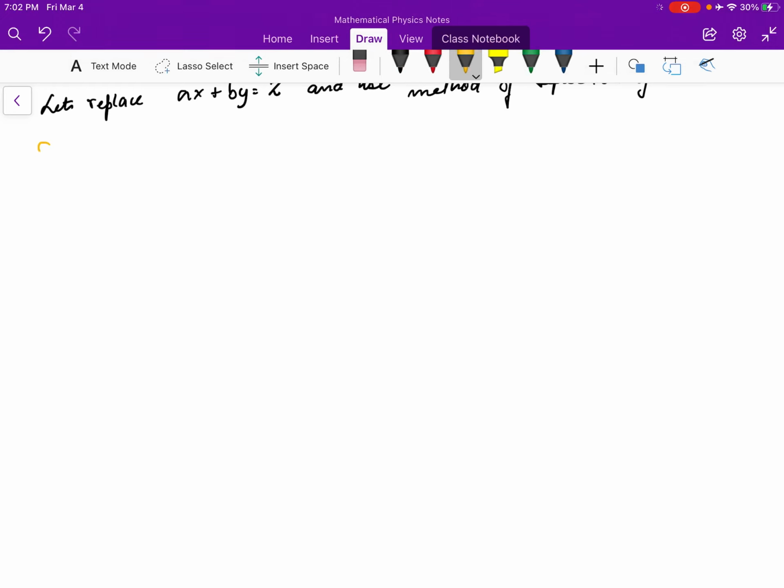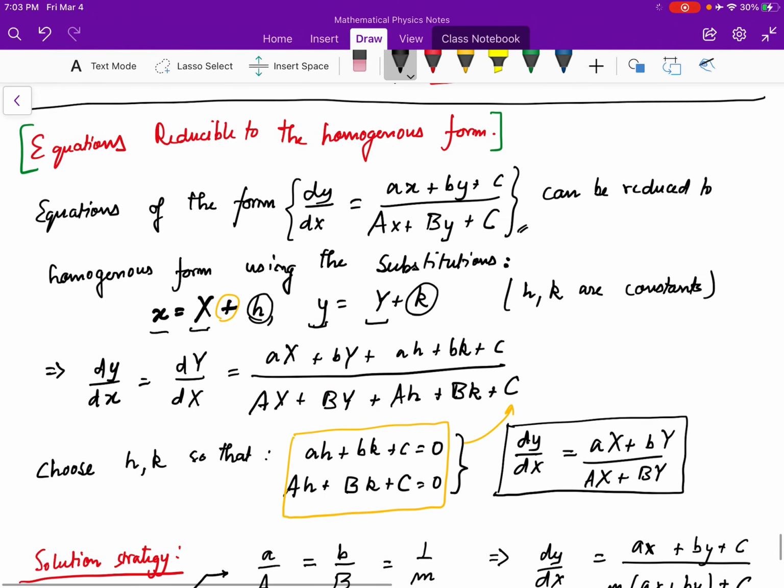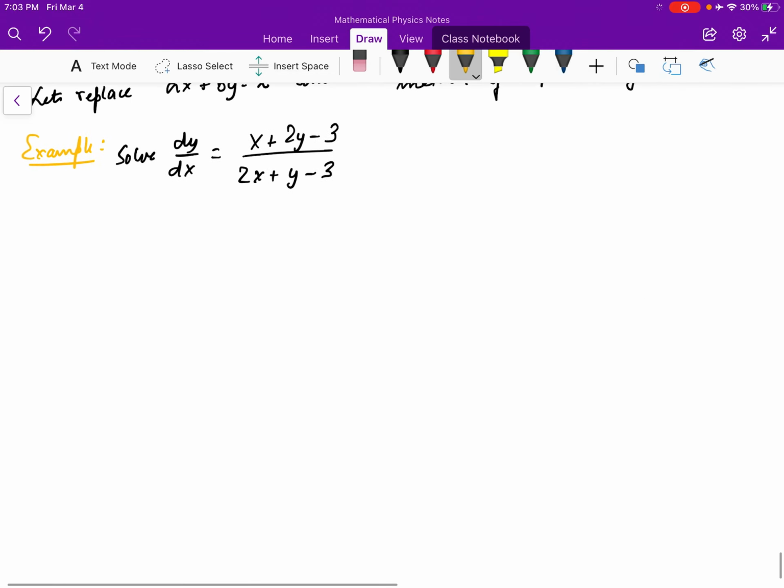Let's try to solve an example based on what we dealt with so far. So, example. Solve dy upon dx is equal to x plus 2y minus 3 upon 2x plus y minus 3. All right, so that's a very familiar looking expression from the one that we have seen, and this is very similar to the one that is mentioned over here. So now we have this form which is given by this expression, right?